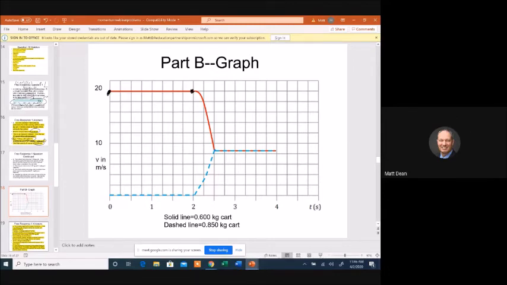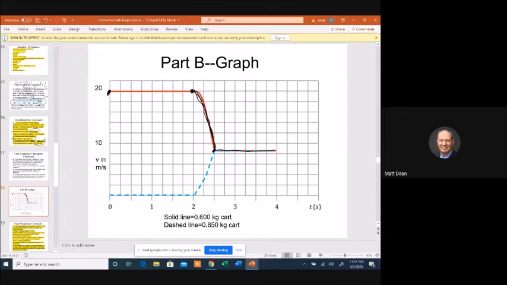Once that collision happened, its velocity dropped because it was losing some momentum. Some of its energy was converted to heat. That collision happened over 0.5 seconds, so we can see that velocity drop, drop, drop, drop. That continued to happen until we got to t equals 2.5 seconds, where now both carts are combined and they're moving off at the same velocity. That velocity we calculated earlier to be 8.28 meters per second. So that's what we're seeing there.